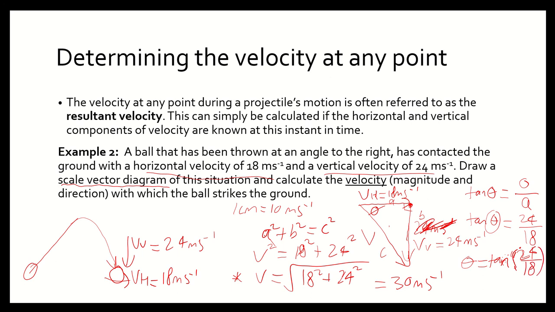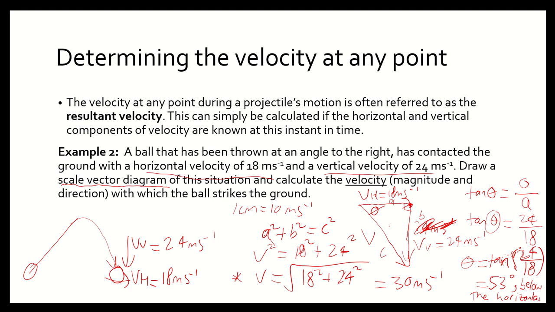If you can't remember how to do that on your calculator, ask me. And this is why it's super vital that your calculator is in degrees mode. So tan to the minus 1 of 24 divided by 18. Opposite over adjacent. And that's 53.1. Or to two significant figures is just 53 degrees. Often, yeah, and 53 degrees below the horizontal.